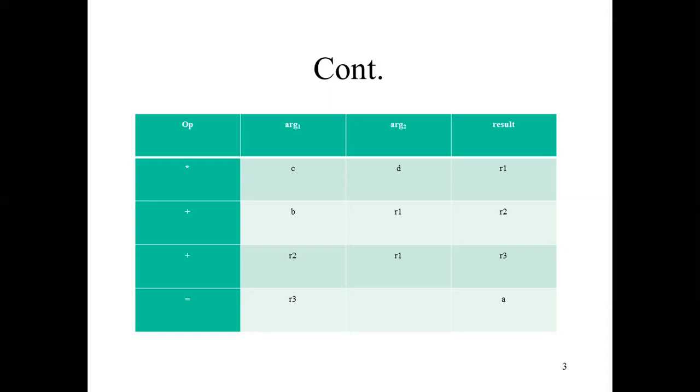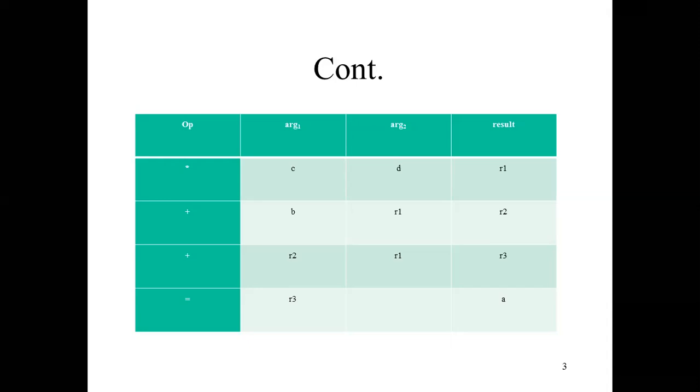Here we are describing R1, R2, R3. These are the temporary variables in which we are going to store the values. In the last row, you can see the expression finally is A is equal to R3. Now the expression is reduced to A equal to R3. The final result will be assigned into R3.